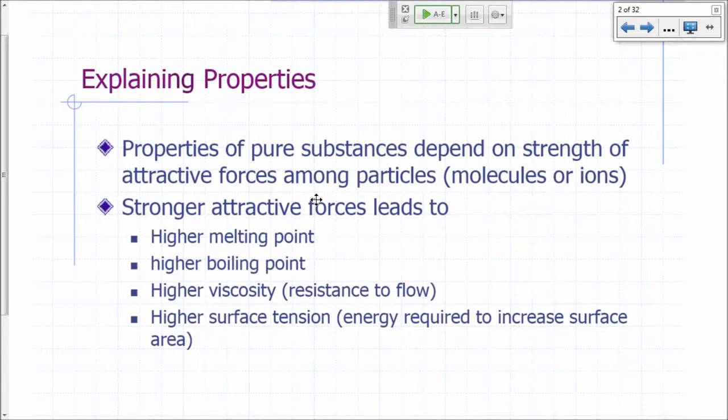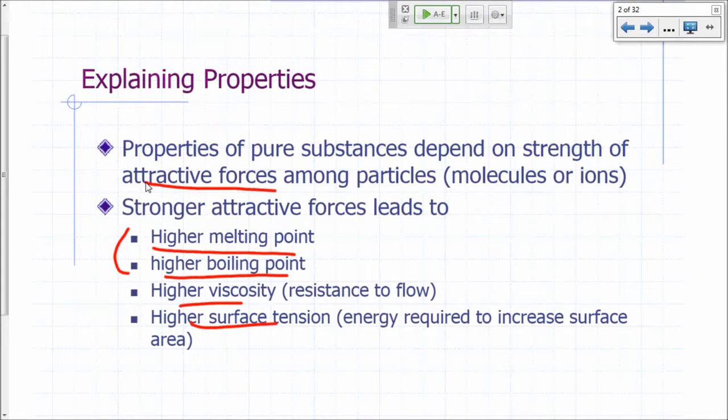The properties of substances pretty much depend on the strength of the attractive forces among the particles that make up your substance, like the molecules. Generally, if you have stronger attractive forces, it leads to higher melting point, higher boiling point, higher viscosity, and higher surface tension.